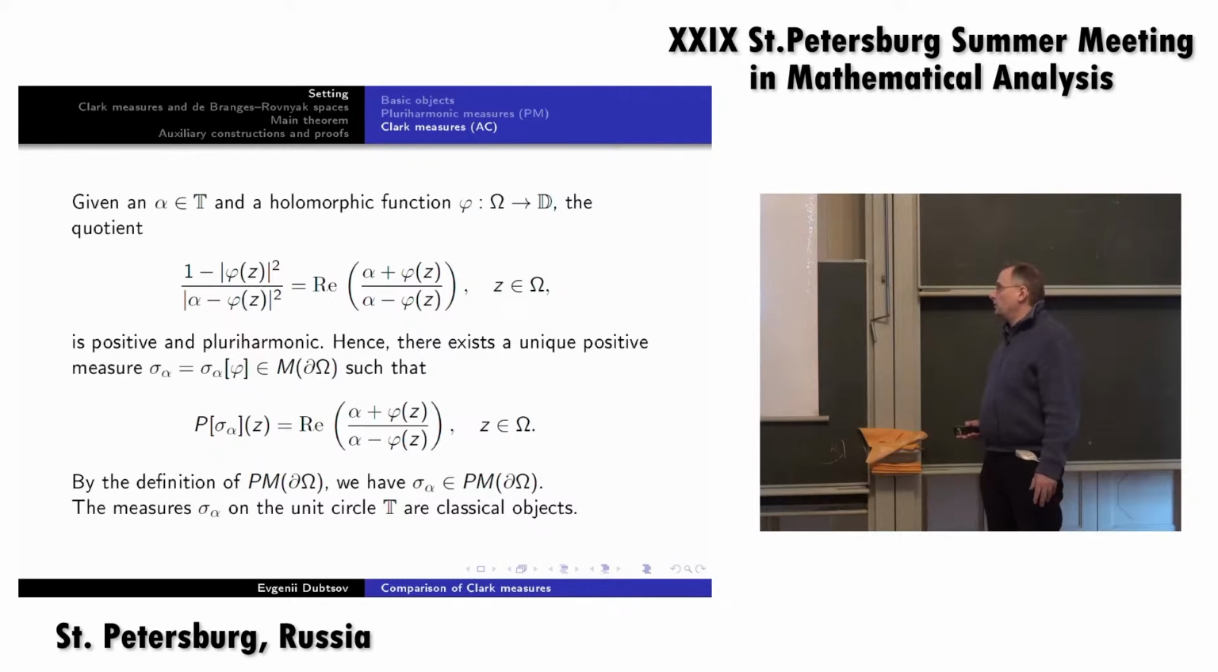If we consider such measures on the circle, this is a well-known classical object, and even on Monday, Professor Treil gave a talk about matrix-valued Clark measures on the circle. In this case, the situation is kind of opposite. We consider scalar-valued measures, but they are defined on the boundary of Omega, so on the sphere or on the torus.